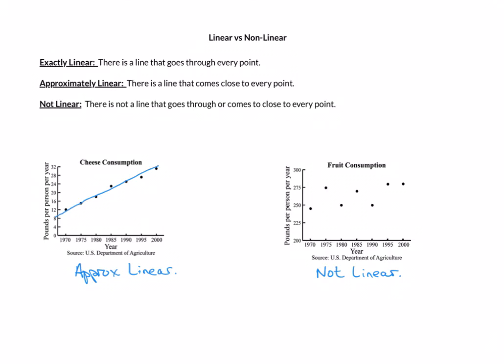Now for this class, we are not going to actually find an equation that comes close to the points. We're just going to go ahead and state whether it's linear or nonlinear. And when we talk about linear, that means either exactly or approximately linear. Those would be considered linear. In future math classes, you will probably go ahead and use a calculator in order to find an equation that comes close to all the points.